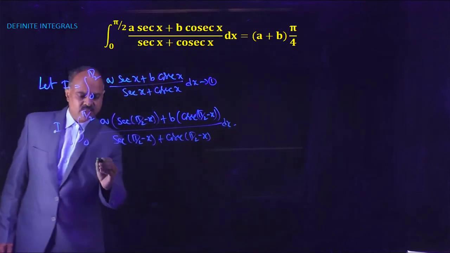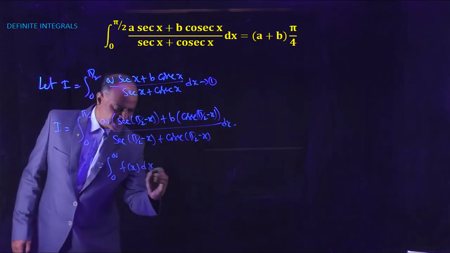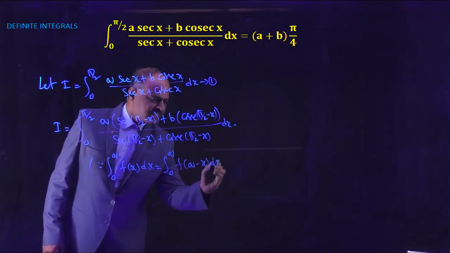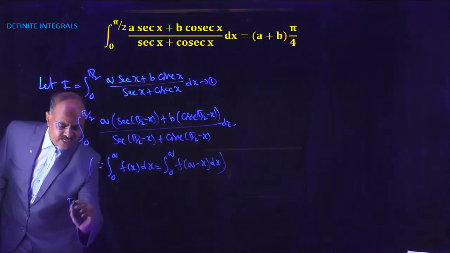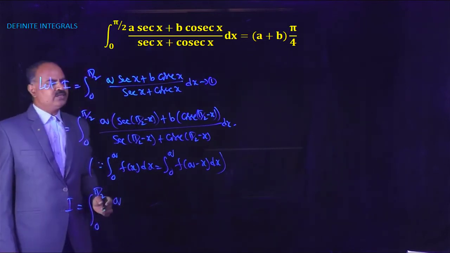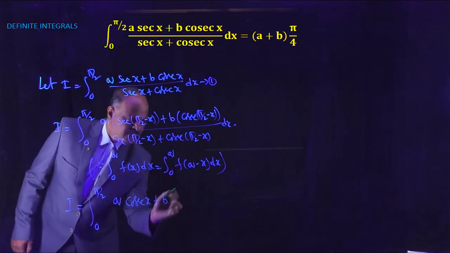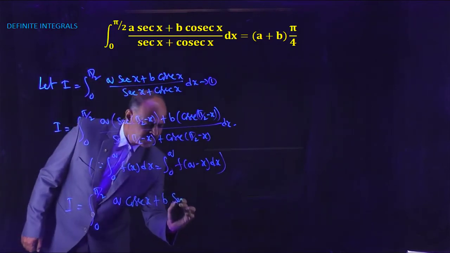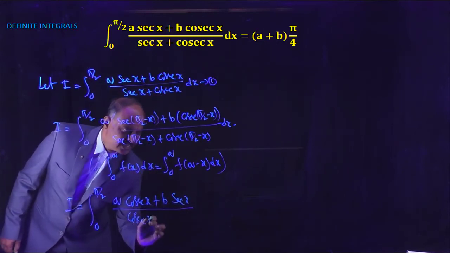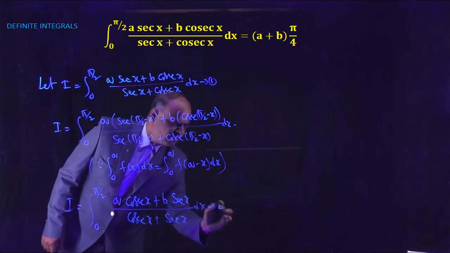Since the integral from 0 to a of f of x dx is equal to the integral from 0 to a of f of (a minus x) dx, I is equal to the integral from 0 to pi by 2 of (a into cosecant x plus b into secant x) divided by (cosecant x plus secant x) dx. This is equation number 2.